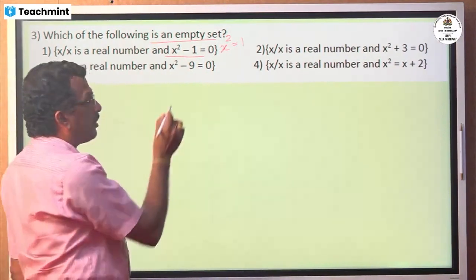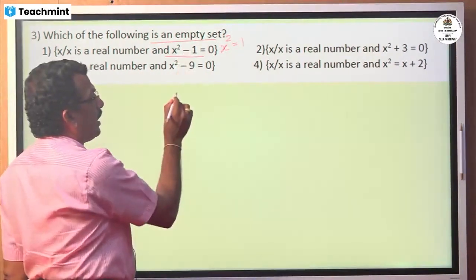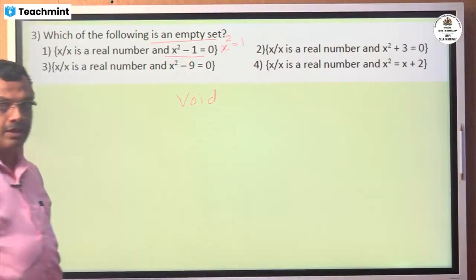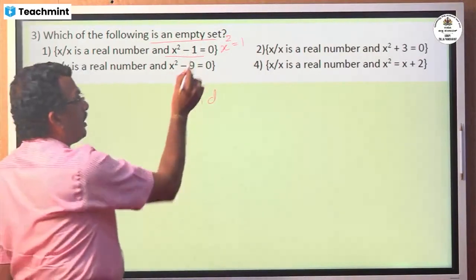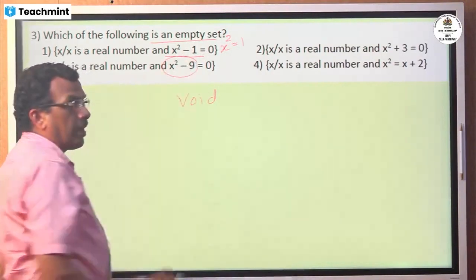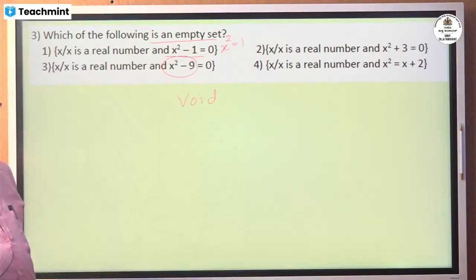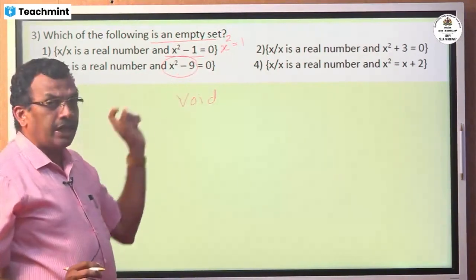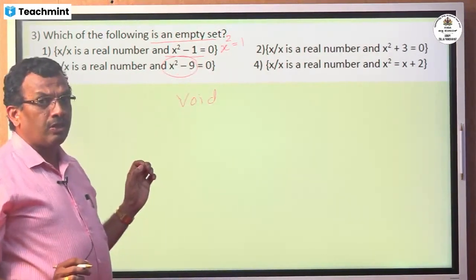Whether you say empty set, null set or void set, it is the same. x square minus 1 is not the solution. Definitely x square minus 9 is also not the solution. It is not empty because x square equal to 9 implies x equal to plus or minus 3.